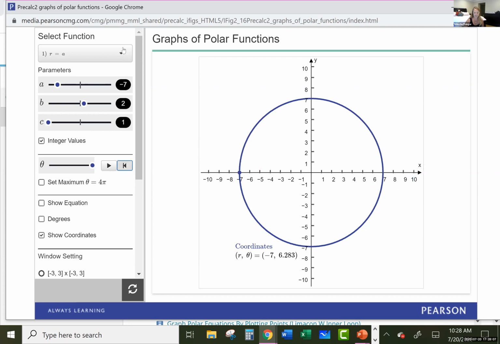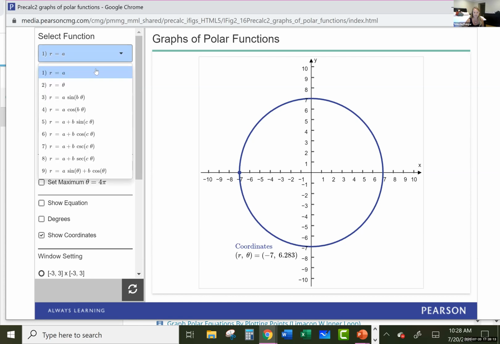Okay, so let's look at a different graph. That's if you just have r equals a number. If you have theta equals a number, well, theta is the direction you're going. So if theta was pi over 4, you're going up here, and it didn't tell us what r is. So any point on this angle would be a point on the graph, which would be a line.